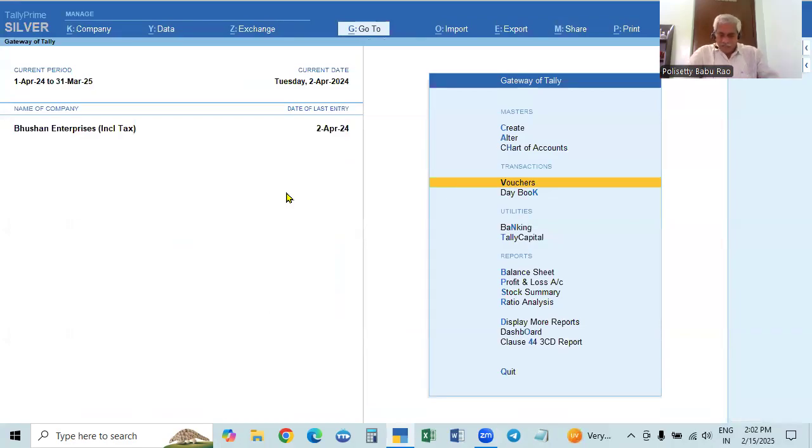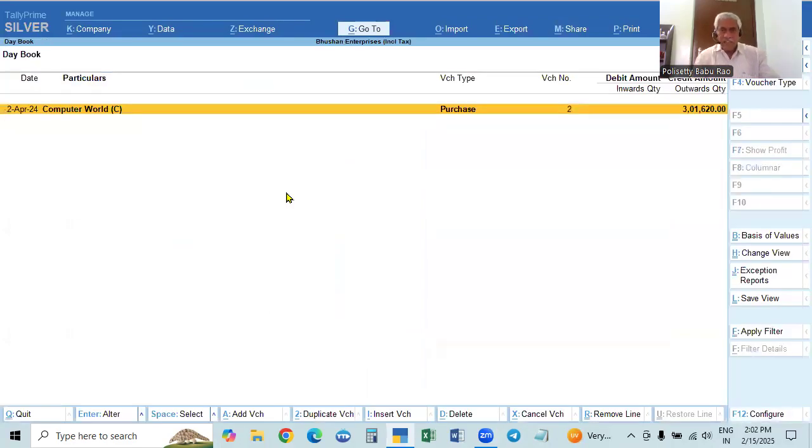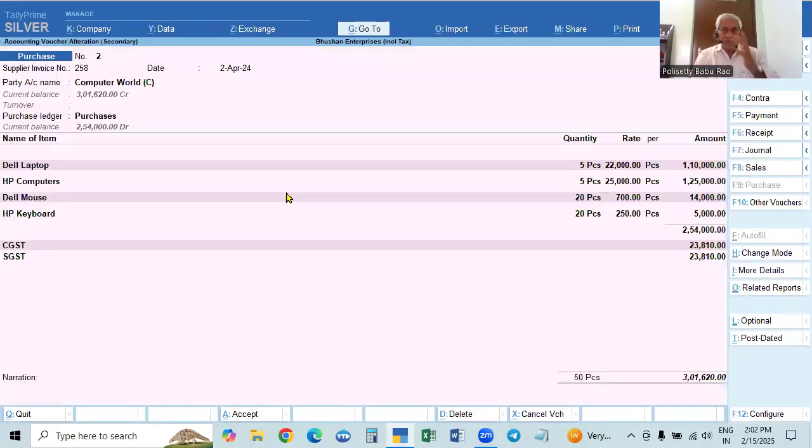Now I made one entry already, that is purchase of goods, because when you are going to sell the goods, we must have the goods to sell. For purchase of goods, I made an entry. We purchased Dell laptop and HP computer, 5 pieces, and Dell mouse and HP keyboard, 20 pieces. We completed that.